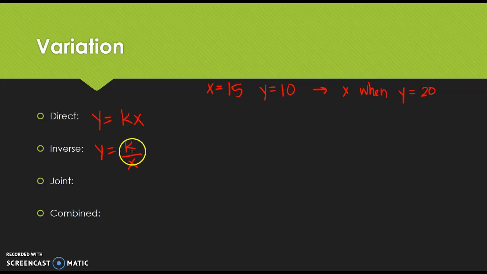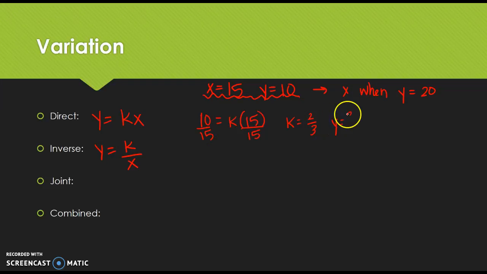If it were direct variation, all we would do to find k is plug in that initial x and y. So you would say 10 equals k times 15. To find k, divide by 15. So then k equals 2/3. Your equation becomes y equals 2/3 x. You want to find x when y is 20, so we say 20 equals 2/3 x. I can times it by 3. 60 equals 2x, divide by 2. x equals 30.